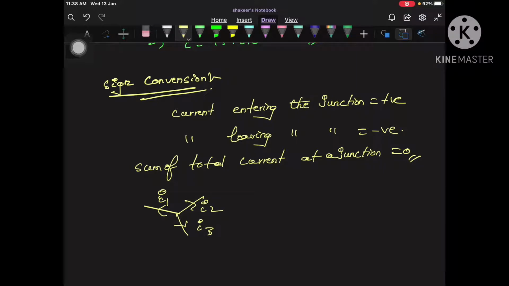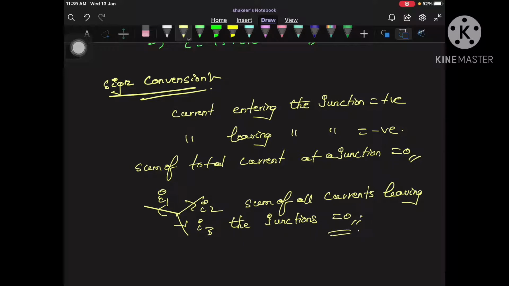So we are assuming that a total current is leaving the junction here. So I1 is also leaving, I2 is also leaving, I3 is also leaving. But actually out of them, some of the currents are entering and some of the currents are leaving. Which current is entering and which current is leaving, for example, if I don't know. So therefore what I can do, I can say that just sum of all currents leaving the junction should be equal to 0.